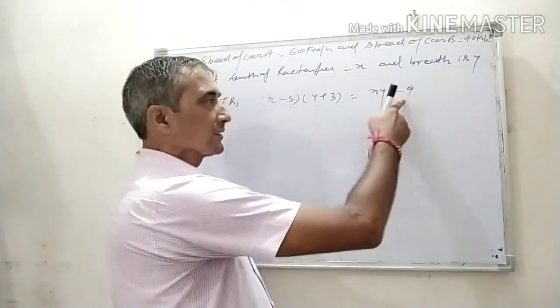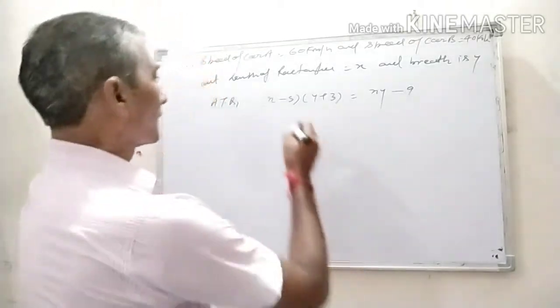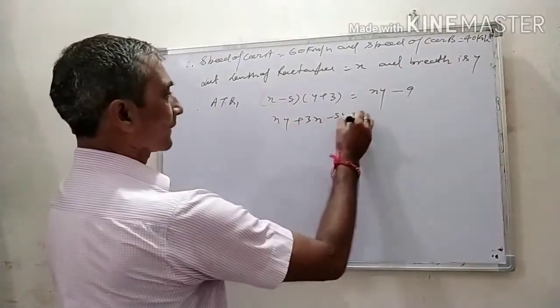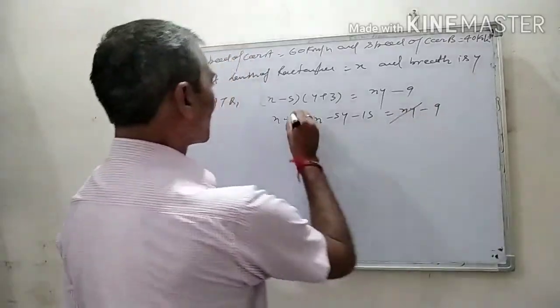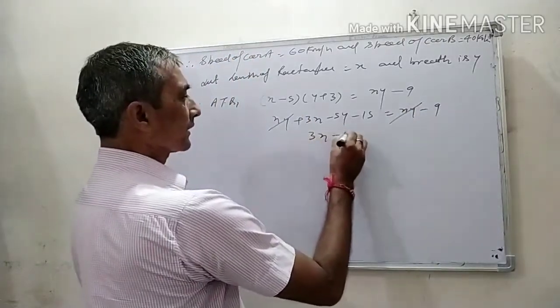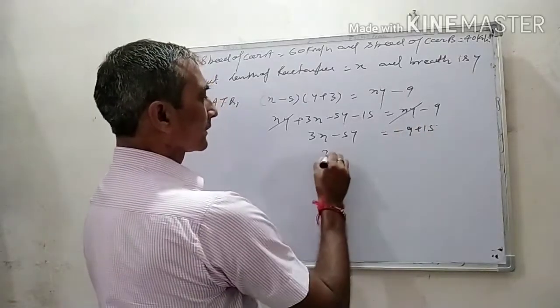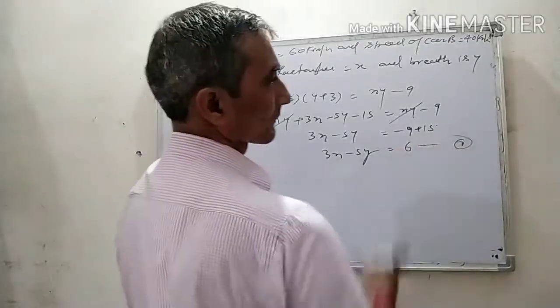For the equality relation, subtract 9 from the first area. Now, xy plus 3x minus 5y minus 15 equal to xy minus 9, xy will be cancelled. 3x minus 5y equal to minus 9 plus 15. 3x minus 5y equal to 6. First equation.